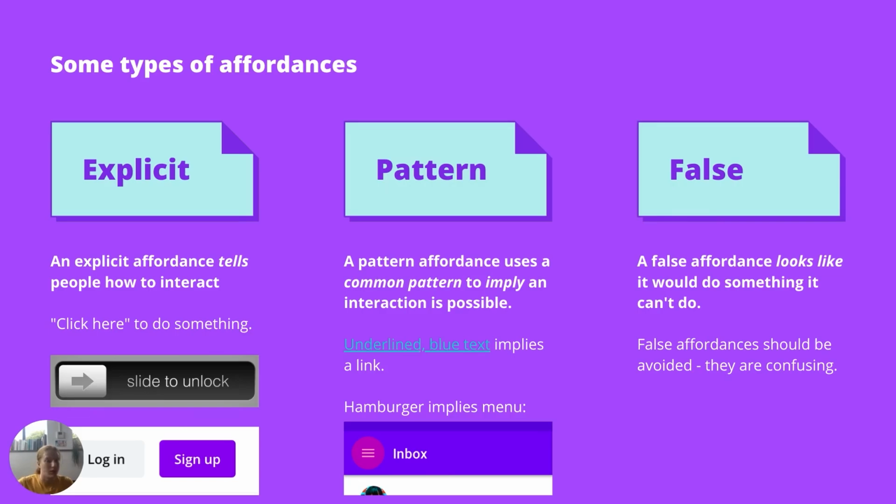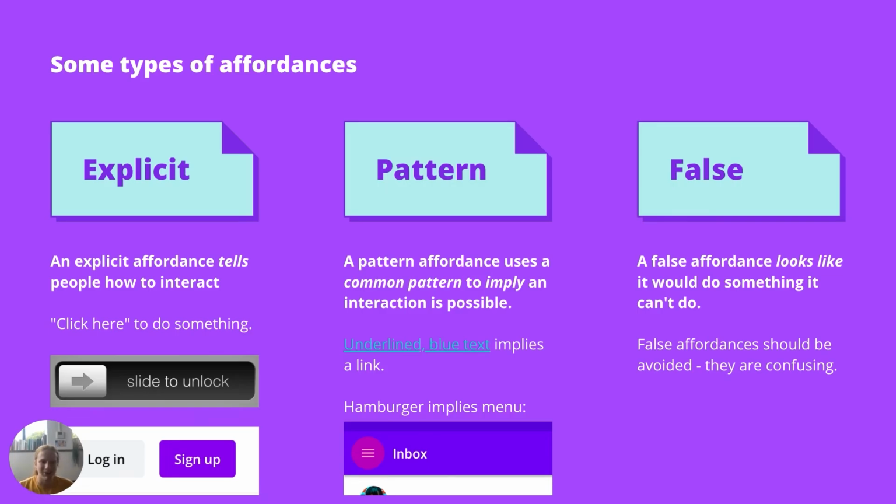Pattern affordances allude to a common pattern that users might be familiar with from other applications to imply that an interaction is possible. Really common patterns would be things like underlined blue text, implying that something is a link, or that hamburger or the 3 dots icon, implying that something is a menu. Nothing about those 3 dots or the hamburger there tells users this is a menu. It's not written menu, but it's just a pattern that a lot of users are familiar with because it is so common.